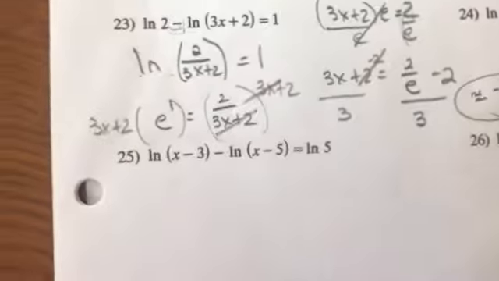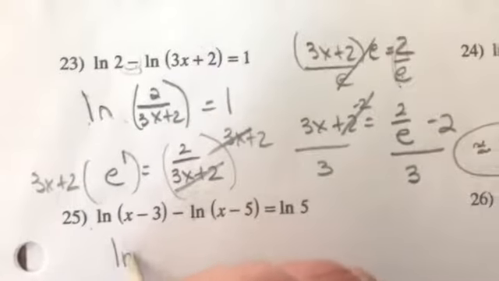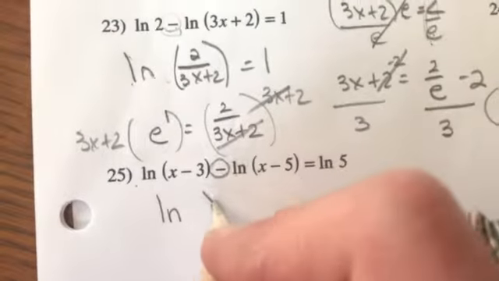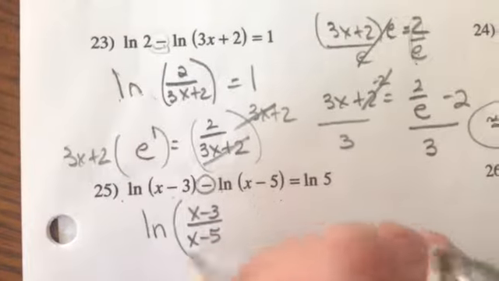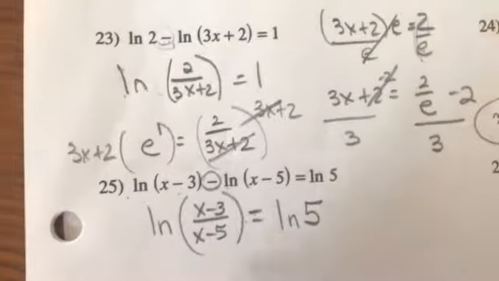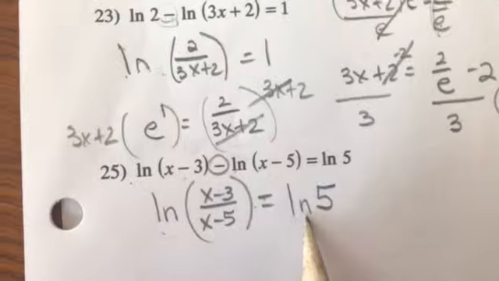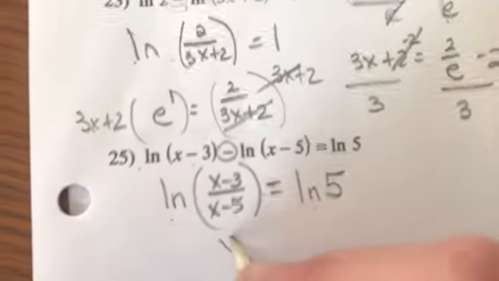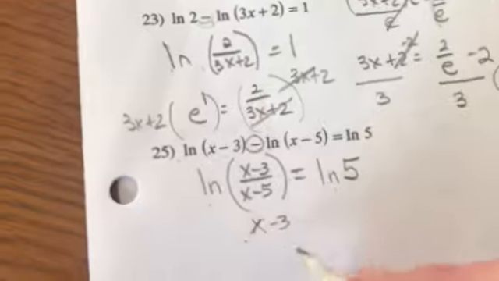And you know what? Before I stop, let's do this other one. I see 1, 2, 3 logs. So the first thing I'm going to do is I see a minus sign, so I'm going to combine these two by dividing what I'm taking the log of. And that equals the log of 5. Now this is exactly like the first few problems you had. You have 1 log equal to 1 log. So now I can take what I'm taking the log of.